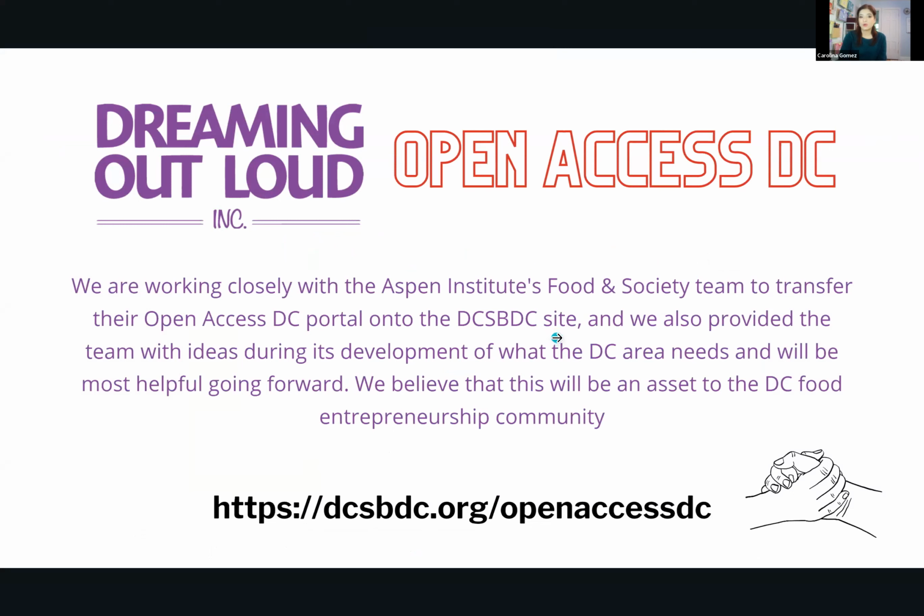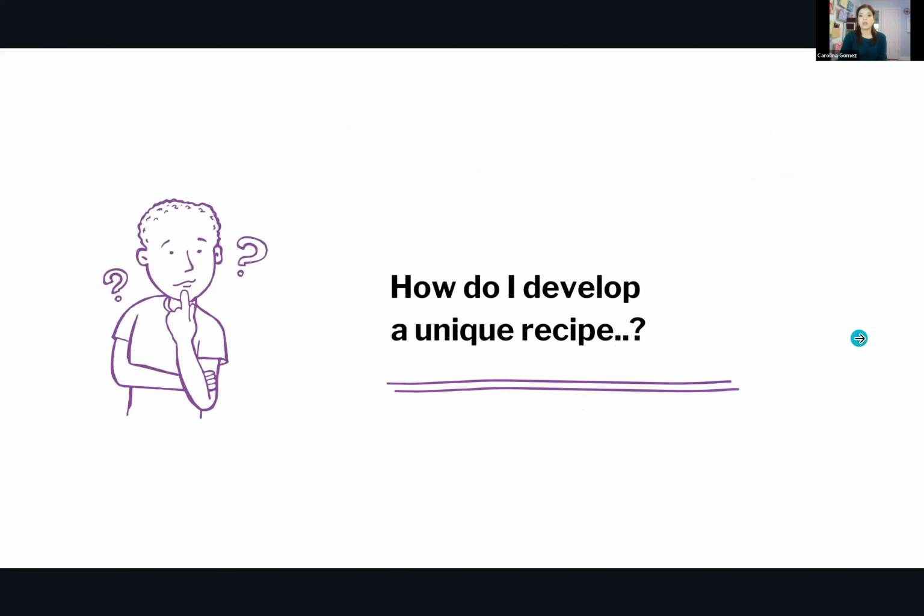There are links to SBA organizations. There are links to other workshops that different organizations are hosting. There are also links to a lot of things having to do with compliance for your business. So just take a look at it so that you can see what opportunities there are out there for DC food businesses.